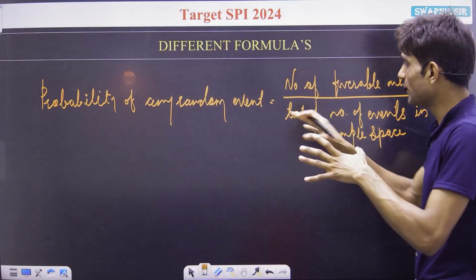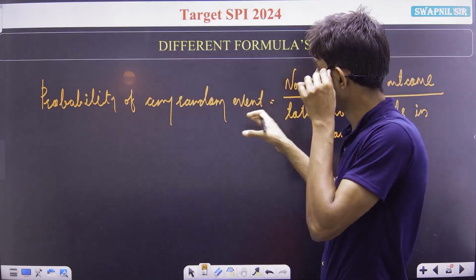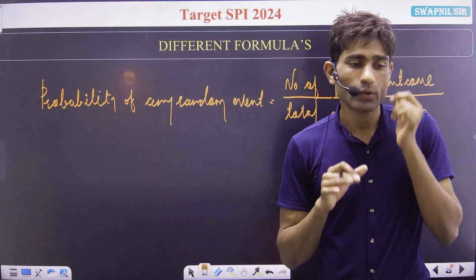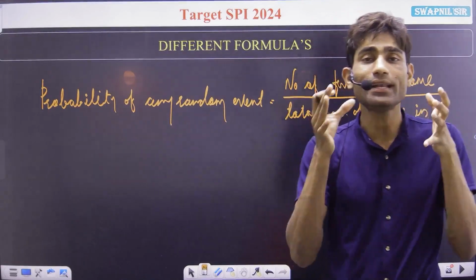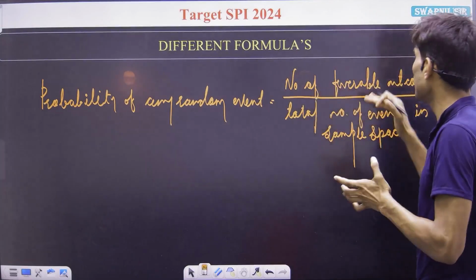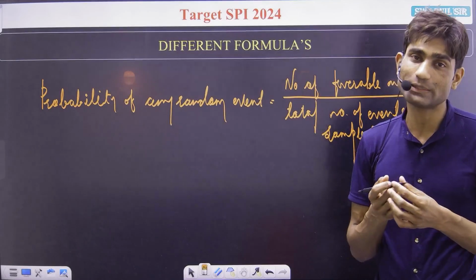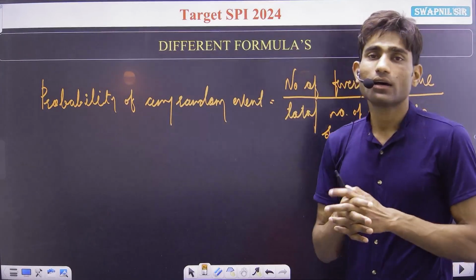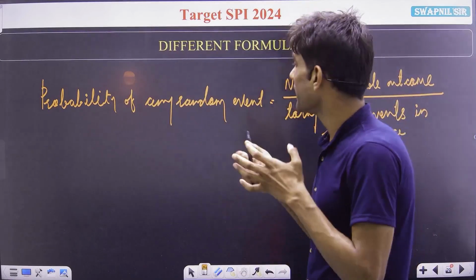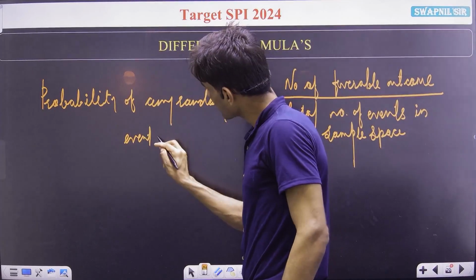You all have to understand this formula well. Once you understand this formula, you can solve the examples easily. Just understand the meaning. We define the probability of any event as the number of favorable outcomes divided by the total number of events in our sample space. Now the next part: consider that we have the probability of any event as E. Consider the event as E.